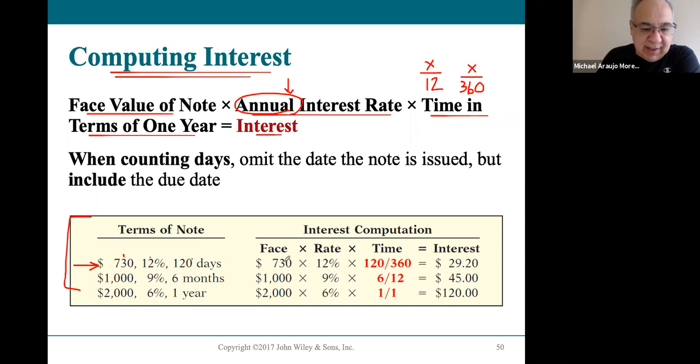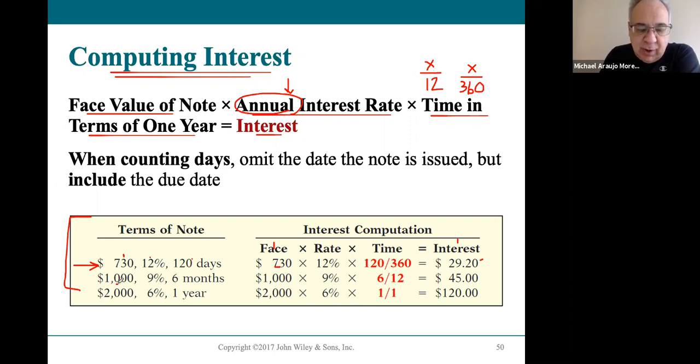So now we take the $730, multiply by the 12%, that gives you the annual amount. But now you have to break it into 120 days over 360. So that means that this loan of $730 is going to carry an interest cost to the borrower of $29.20. On the maturity date, they pay back $759.20, both the interest and the face value. Both of these are paid the same day. So you just add those up to figure out the value that's due on the maturity date.